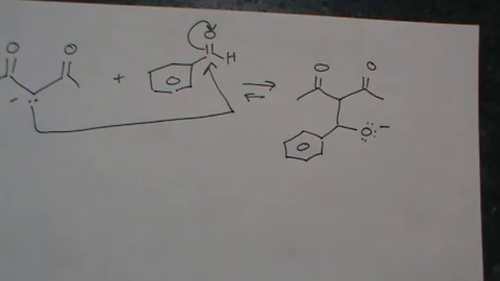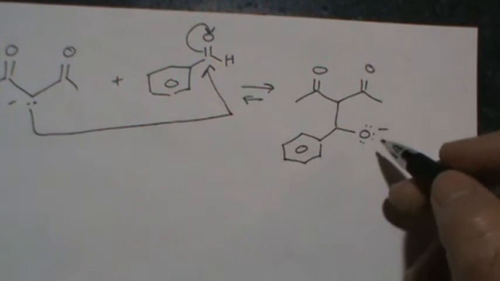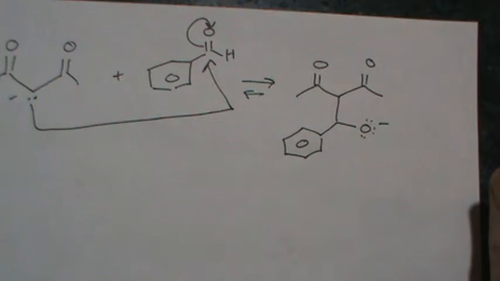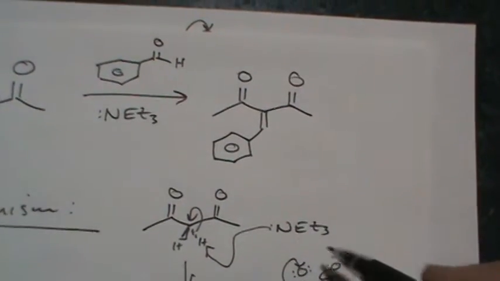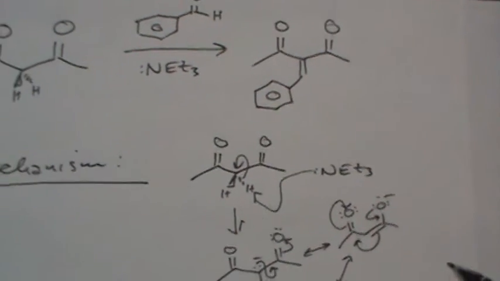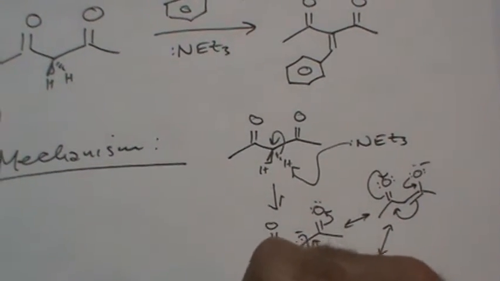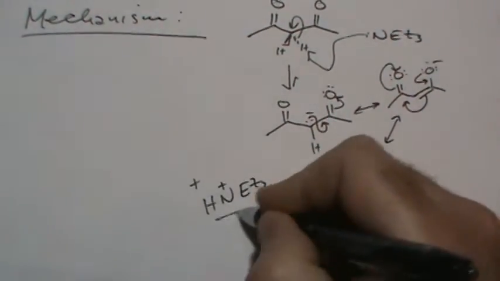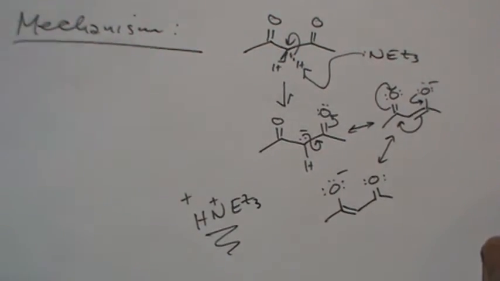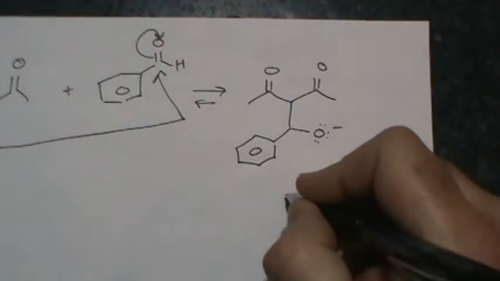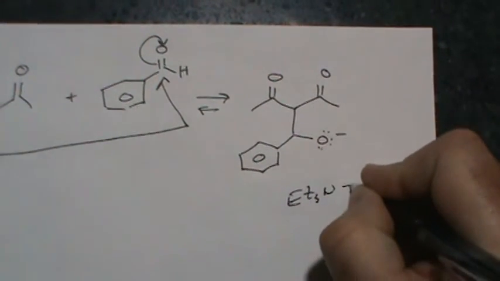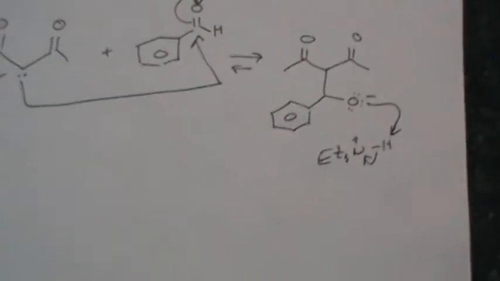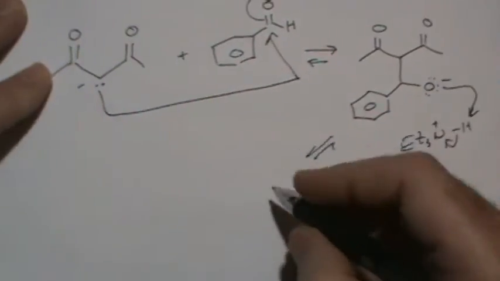This looks like a traditional aldol condensation. We've formed an alkoxide here in this second step. The first step, we deprotonated using triethylamine, and in the process we would have generated a triethylammonium cation. We can use that triethylammonium cation right now to protonate this alkoxide.